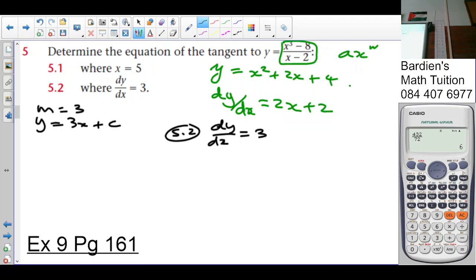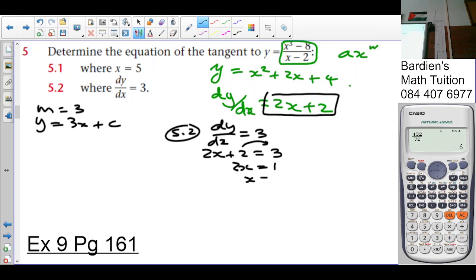Not so? But what do we have? We know that the gradient is 3. dy/dx is 3. Not so? But what is dy over dx also equal to? 2x plus 2. So 2x plus 2 is equal to 3. By setting the general gradient equal to the gradient, I will find the x value at which that gradient occurs. Okay? So you will have 2x is equal to 1, so x is then equal to half.